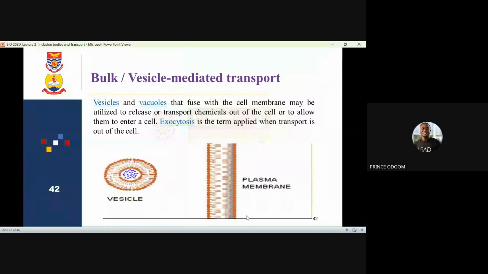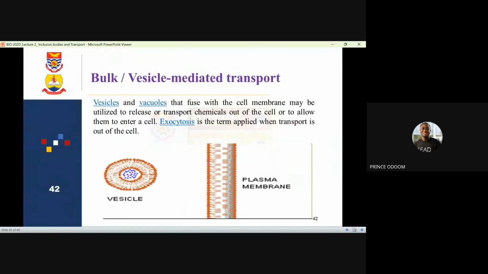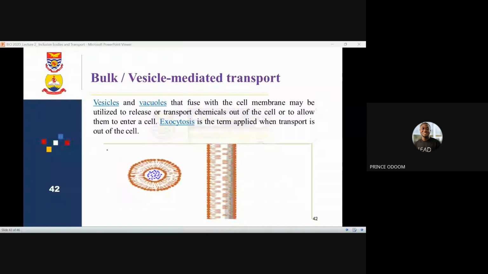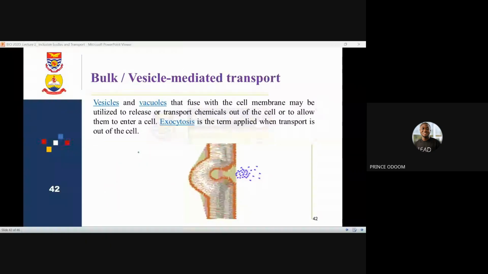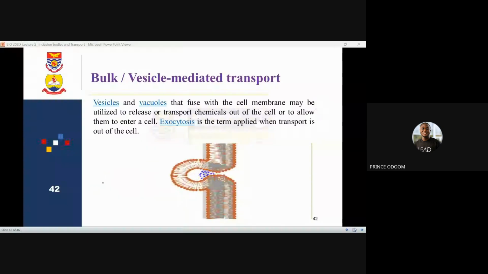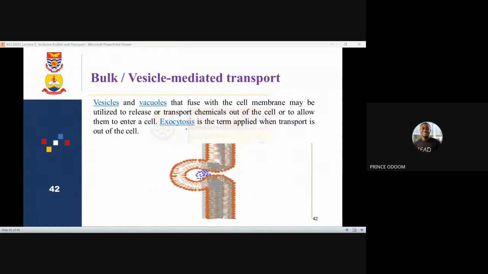Then we come to vesicle mediated transport. There are some instances where the vesicles and vacuoles fuse with the membrane, and may be utilized to release chemicals out of the cell or allow them to enter. So examples are what? Endocytosis and exocytosis. They don't move alone. For the molecules to be able to move, can we see the animation? Give a thumbs up if you can see the animation. Yeah, so the animation explains everything.